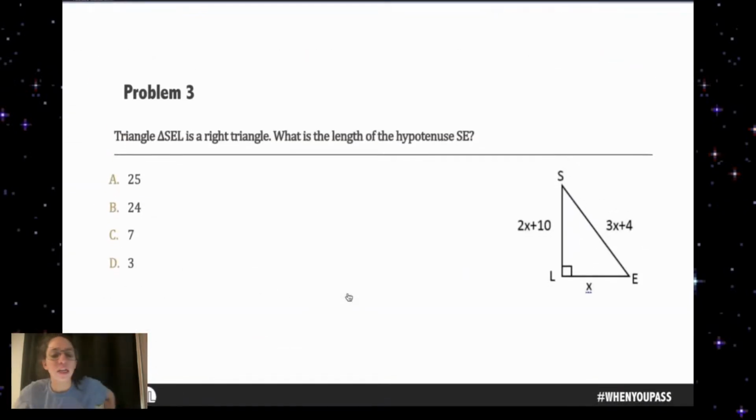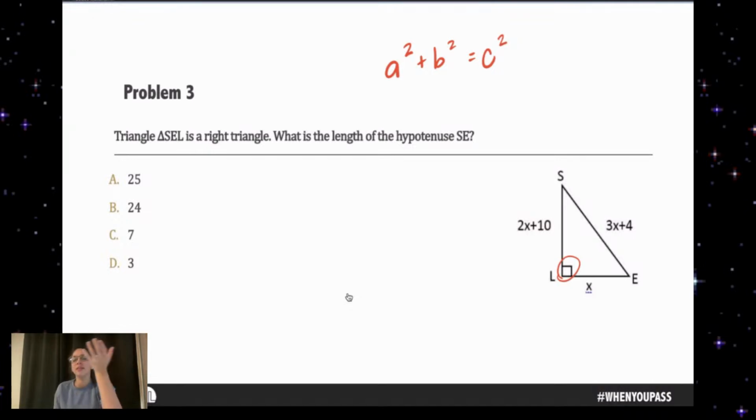Triangle SEL is a right triangle. What is the length? Y'all, you know how to do this. How do you find the missing side of a triangle when it's a right triangle? Pythagorean theorem. A squared plus B squared equals C squared. That's it.